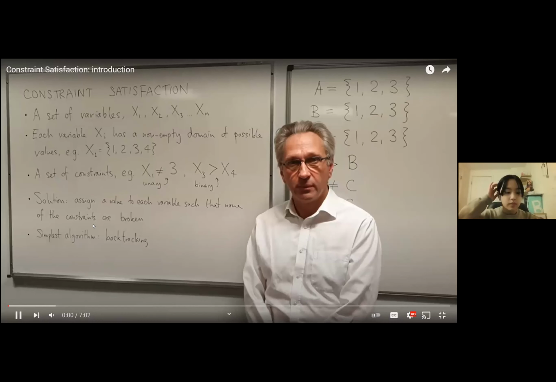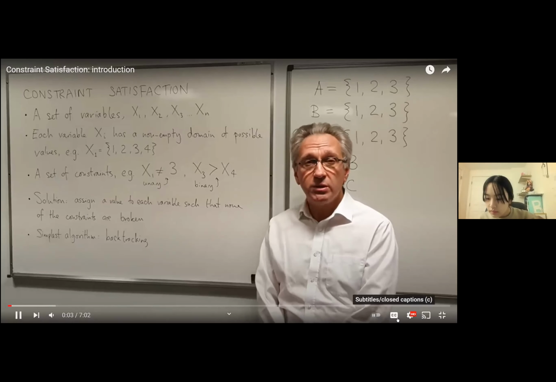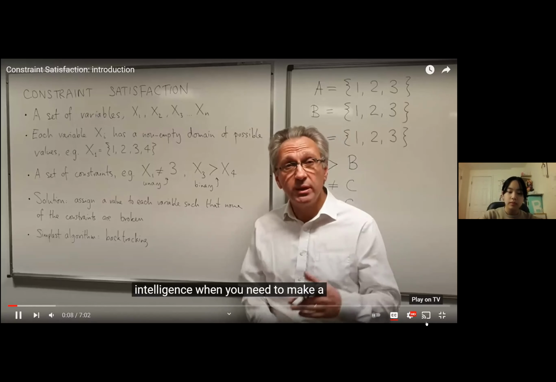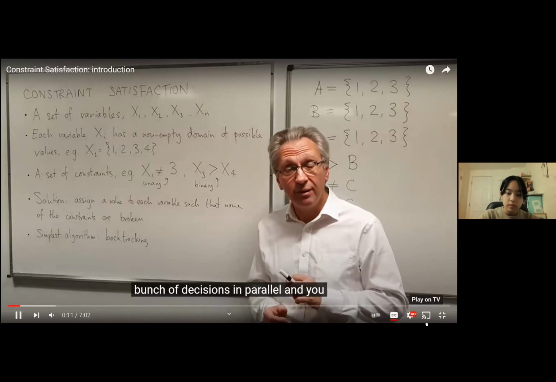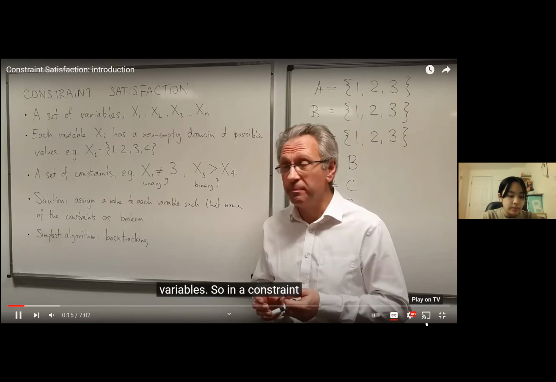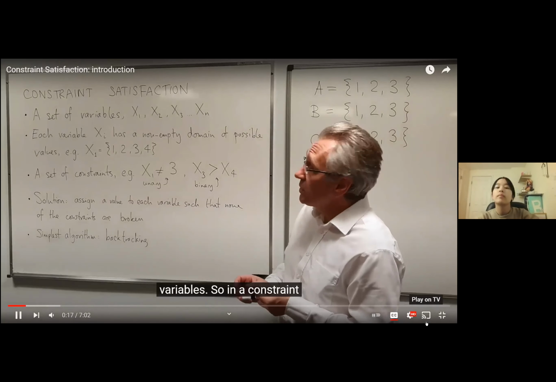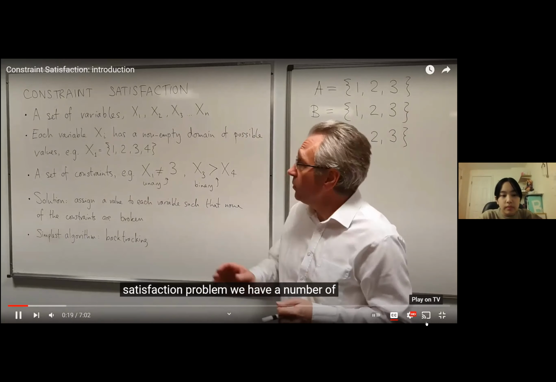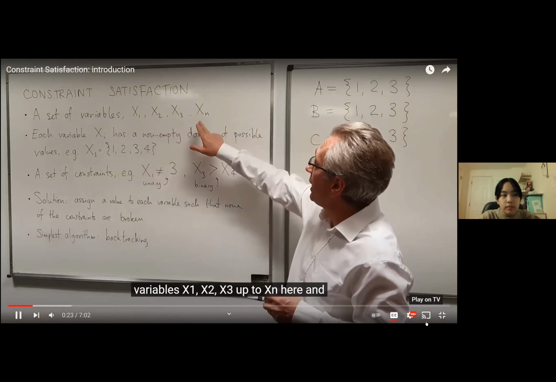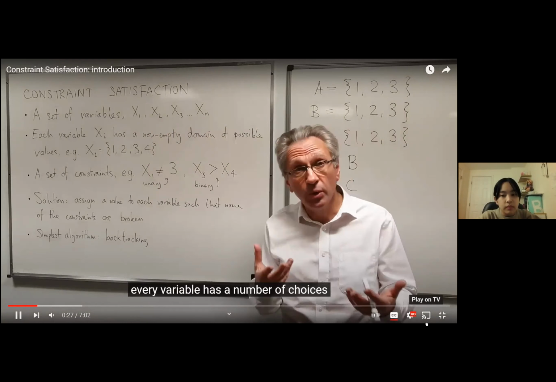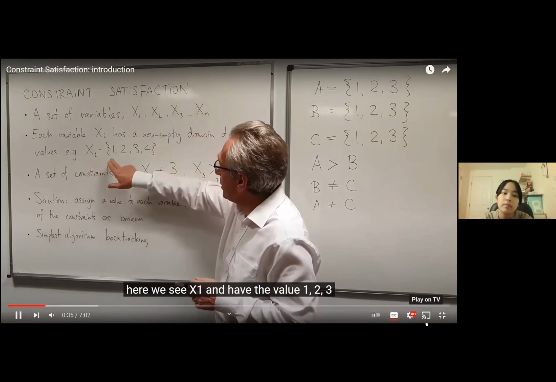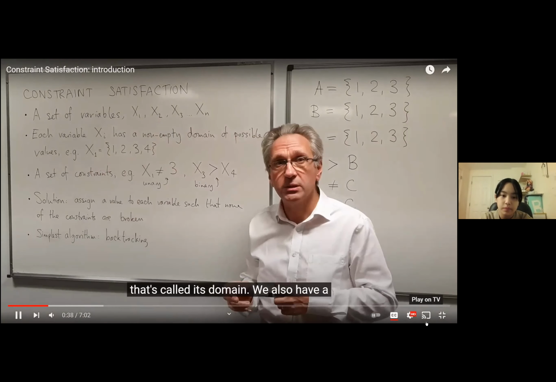In this presentation, I'm going to introduce constraint satisfaction problems. These are used in artificial intelligence when you need to make a bunch of decisions in parallel, and you can model those decisions using variables. So in a constraint satisfaction problem, we have a number of variables, x1, x2, x3, up to xn here, and every variable has a number of choices that you can make for the value of that variable, and we call that the domain. So here we see x1 can have the value 1, 2, 3, or 4, that's called its domain.